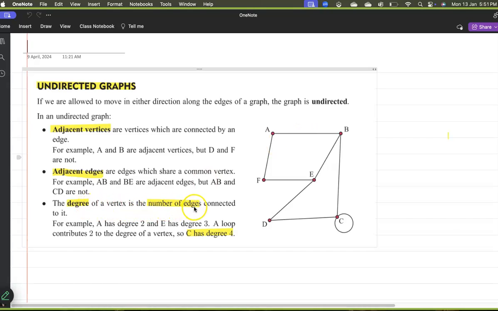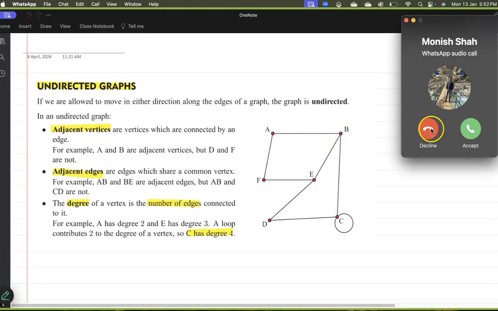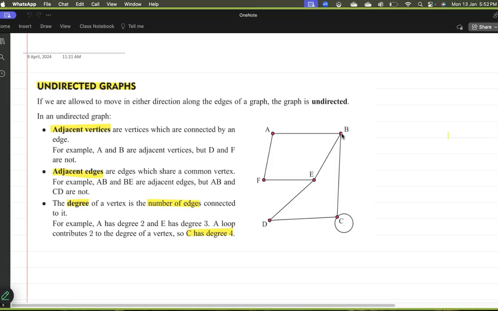Degree of a vertex is the number of edges connected to it. So what is the degree of A? Degree of A is 2. Yes, correct. What is the degree of B? Degree 3. Degree of C? Degree of C is 4. Because whenever there is a loop, it is counted as 2, this is 1, 2. It's a loop which is there.